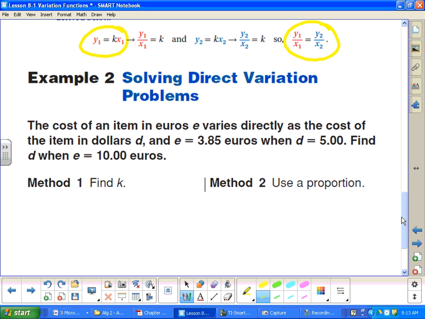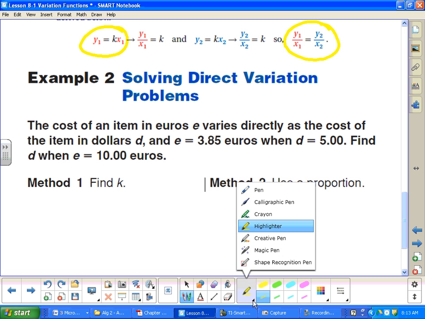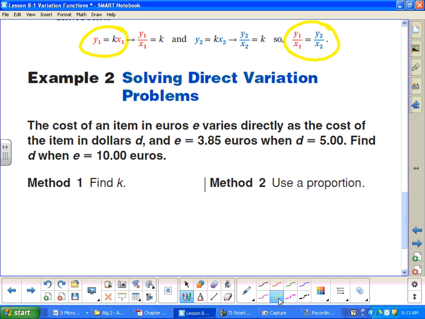Okay, so we have this problem: the cost of an item in euros, E, varies directly as the cost of the item in dollars, D. And E equals 3.85 euros when D equals 5. Find D when E equals 10 euros. So you can do this two different ways. One method is we can start out and find the value of k. And the other method is we could use the proportion. So we'll take a look at both of them.